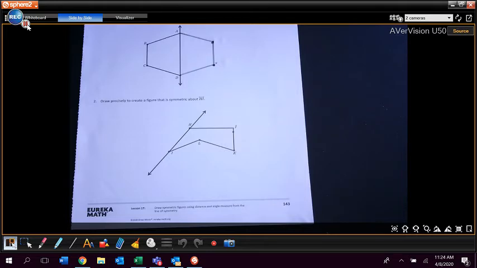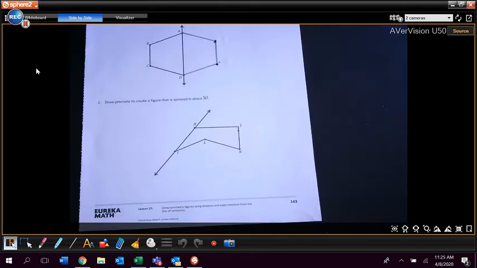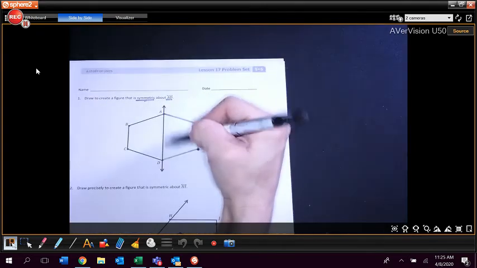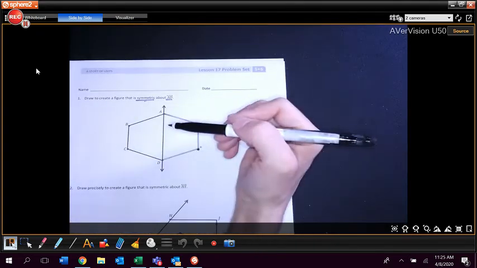But we are going to work together and you're going to be able to see how Ms. Rodriguez did. All right, so remember what we learned during our lesson. Here, our line of symmetry for number 1, we can see that it's vertical. It's going up and down.